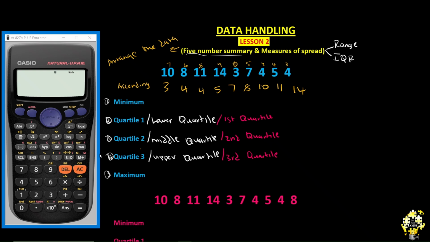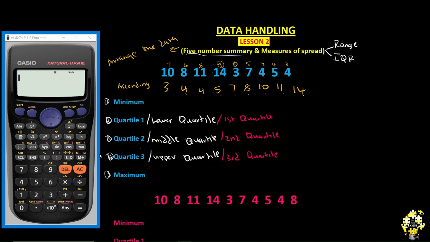Now, I know that I'm correct: 1, 2, 3, 4, 5, 6, 7, 8, 9. What's my arranged data? 1, 2, 3, 4, 5, 6, 7, 8, 9. There are 9 numbers, and the last number is 14. Remember, ascending order is from the smallest value to the biggest value. If it was descending order, it would be from the biggest value to the smallest value.